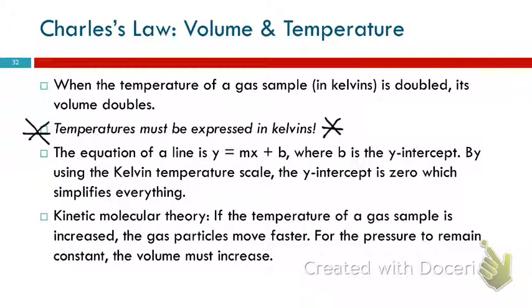Kinetic molecular theory explains this. If we increase the temperature of a gas sample, kinetic molecular theory says that the gas particles are going to move faster, right? So the gas particles moving faster, they're going to bounce against the container more frequently, which would cause the pressure to go up. But we're keeping the pressure the same. We're allowing the container to expand or contract so that the pressure is the same. So you heat up the gas, it's bouncing around, and so the volume has to increase in order for the pressure to remain the same.